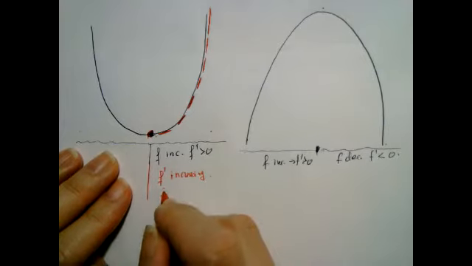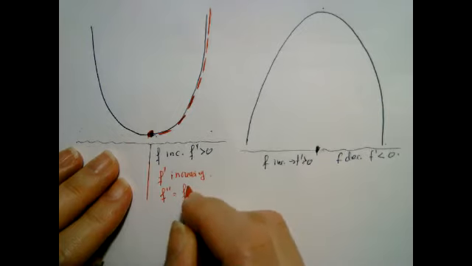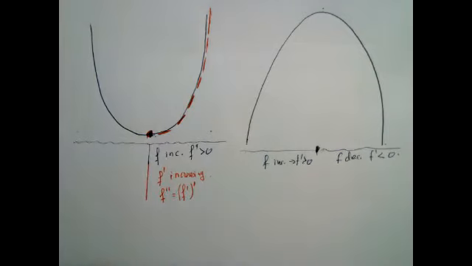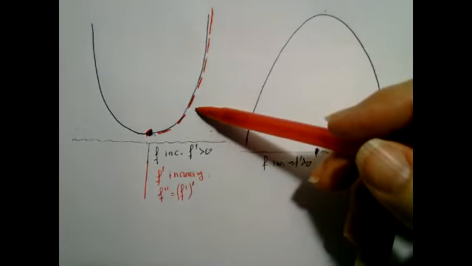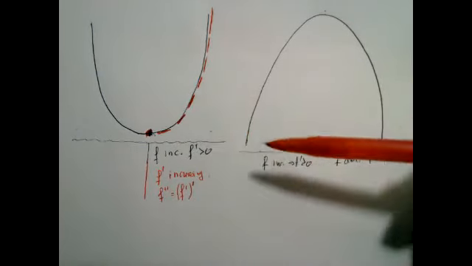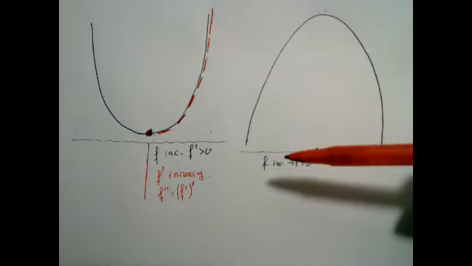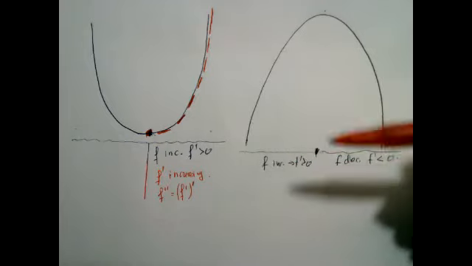So what can we say about the derivative of the derivative? This is f prime is increasing. I want you to think now: if you take a piece of paper and sketch the graph, what can you say about the second derivative?